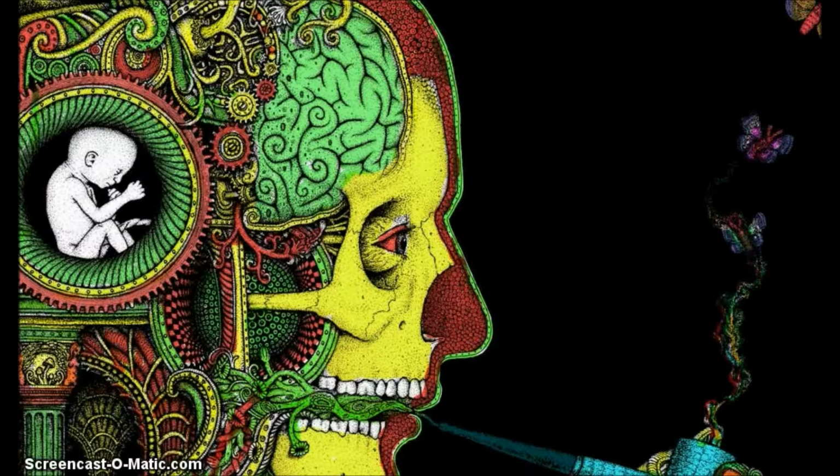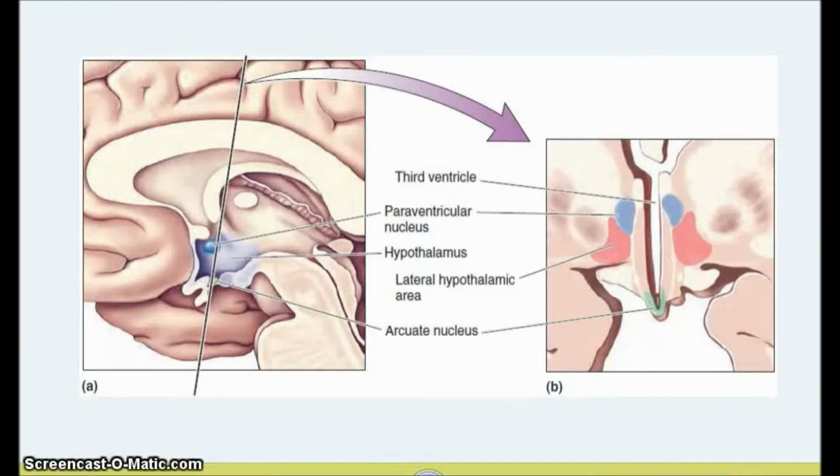So the first thing I have to start explaining is the hypothalamus. Your hypothalamus is a key area that's responsible for your feeling of hunger. The main areas I want to focus on in the hypothalamus are the paraventricular nucleus, the lateral hypothalamic area, and the arcuate nucleus.